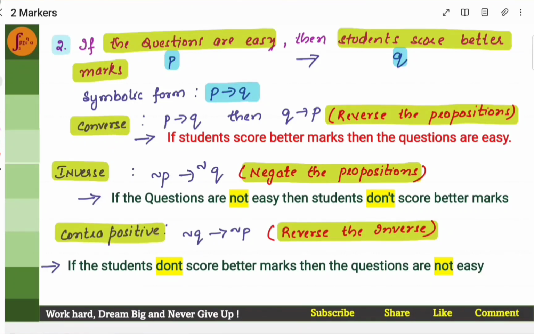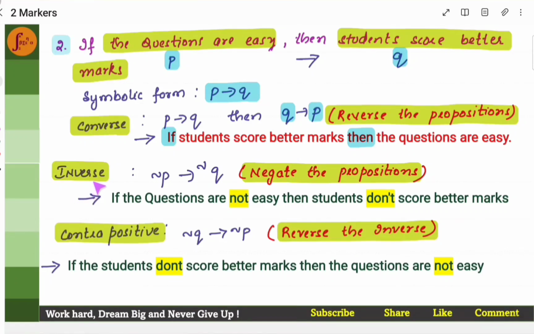What is the converse? Just reverse the propositions. Here you have P conditional Q. Reverse it. Make it Q conditional P. So reverse it: students score better marks. You keep if and then as it is. Just swap, interchange the propositions. So if students score better marks, then the questions are easy.